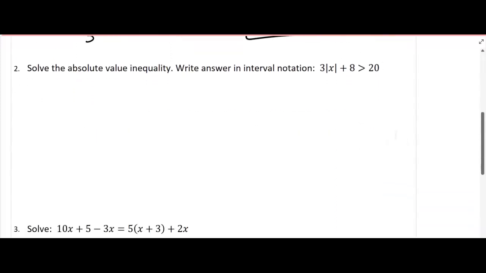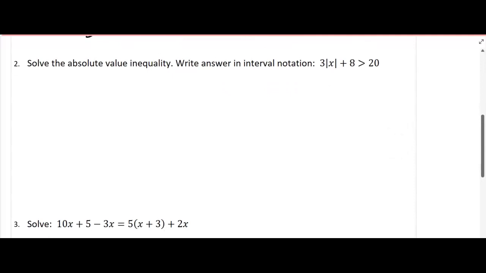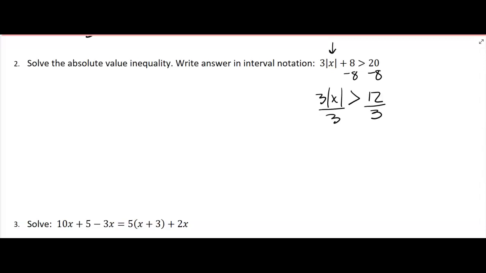Okay, solve the absolute value inequality. But this is a greater than, and not only that, but it's got another problem. First, you have to get the absolute value part by itself. So subtract 8. That's going to give you 3 absolute value x is greater than 12. Divide by 3. And so you have absolute value of x is greater than 4.